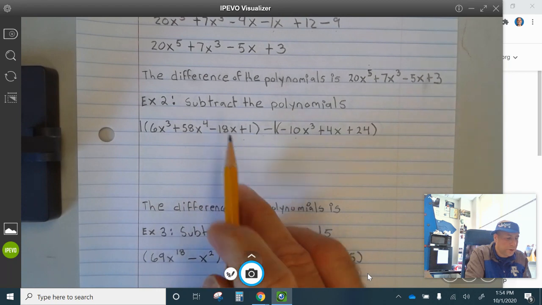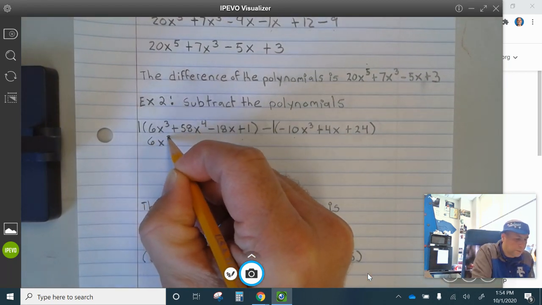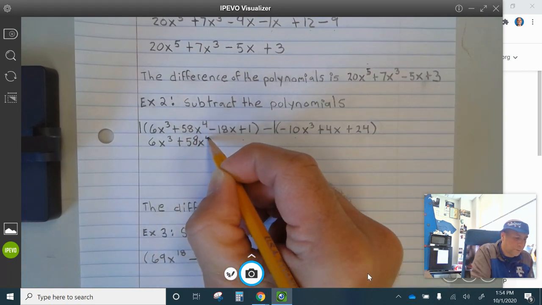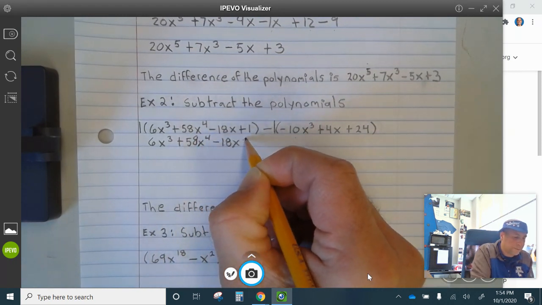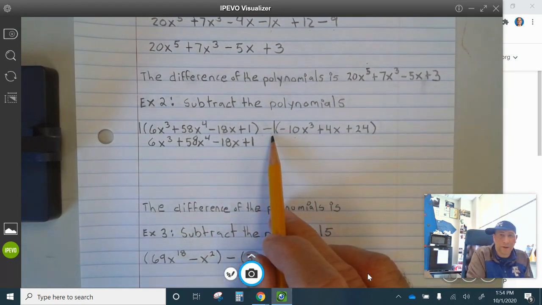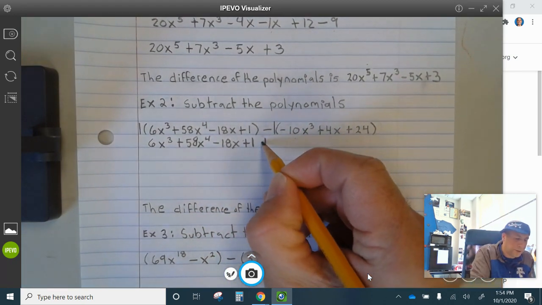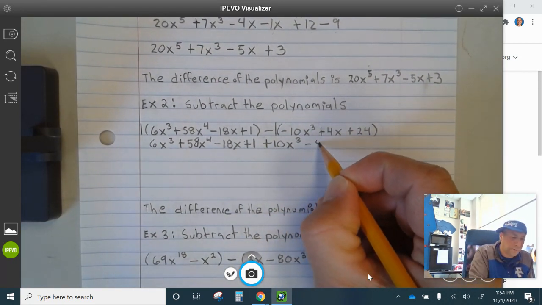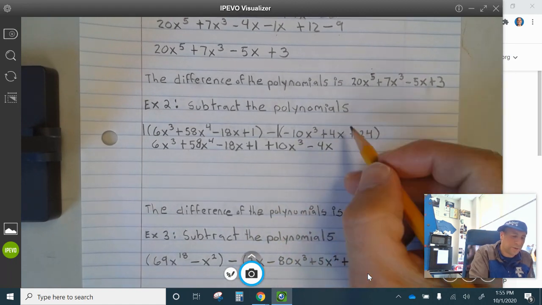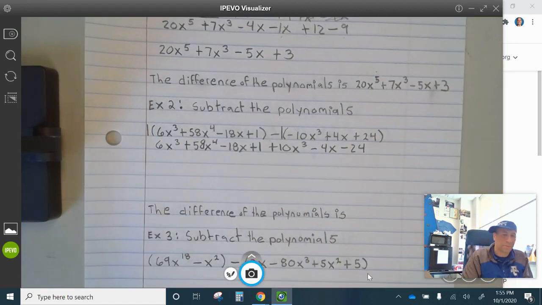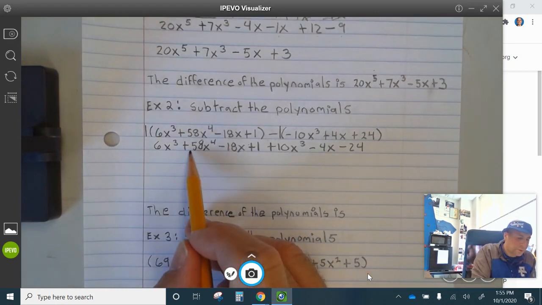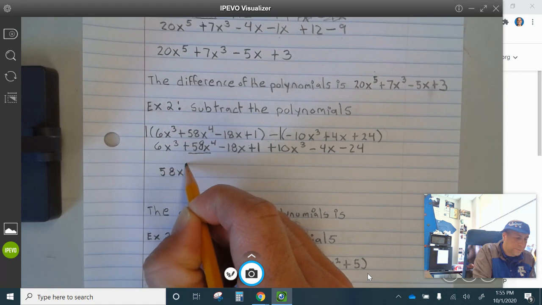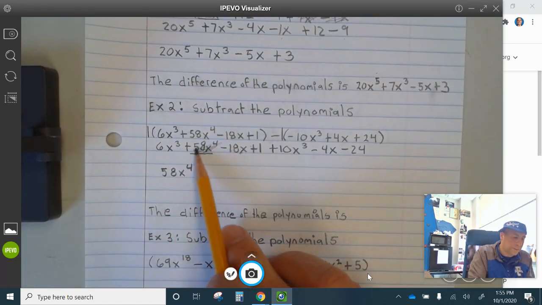We distribute the 1 here, and that just becomes 6x cubed plus 58x to the 4th minus 18x plus 1. Now we multiply everything here by -1. So -1 times -10 is a positive 10x cubed. -1 times 4 is -4x. -1 times 24 is minus 24. Okay. So then we have 58x to the 4th. Okay, we're done with that. Nothing to combine with it.